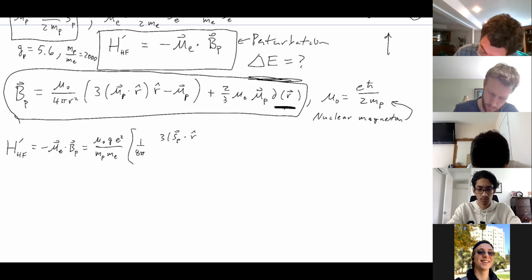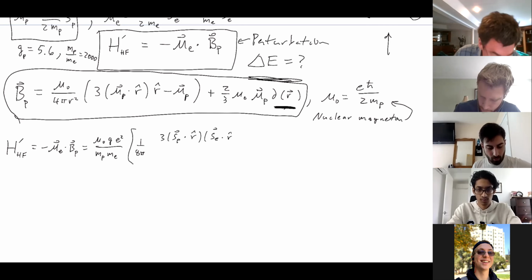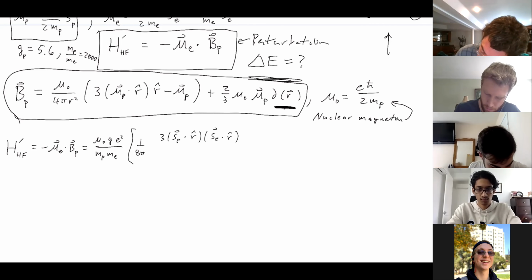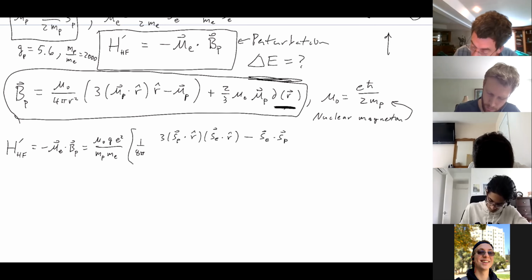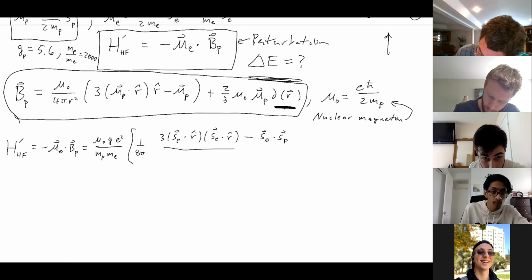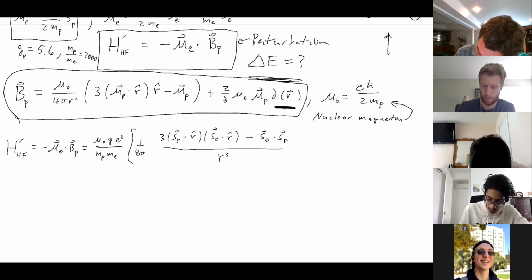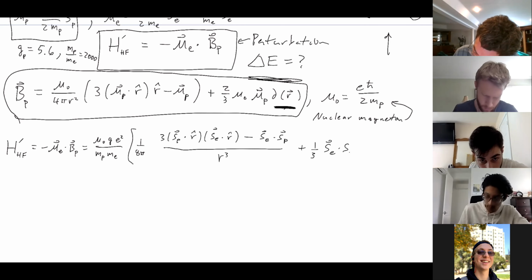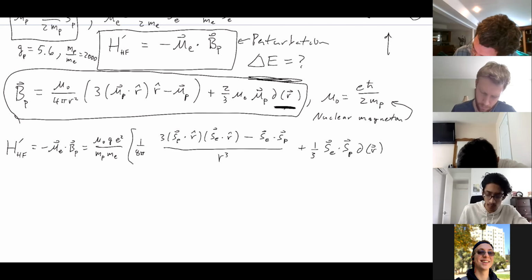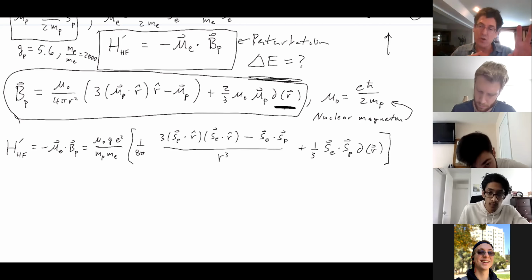r hat, s of the electron dot r hat, minus s of the electron dot s of the proton, divided by r cubed, plus 1/3 times s e dot s p delta of r.